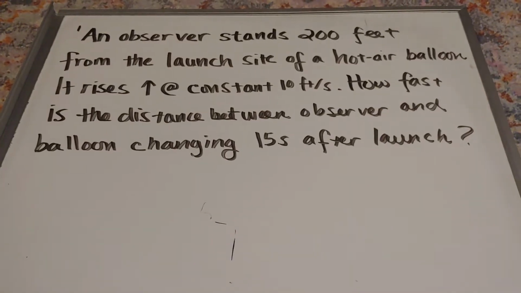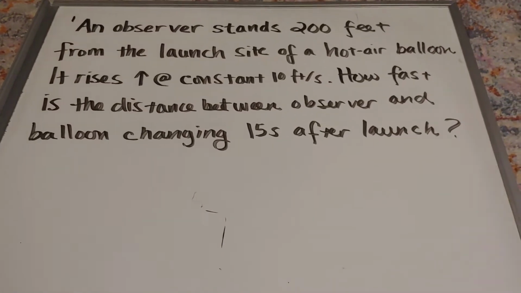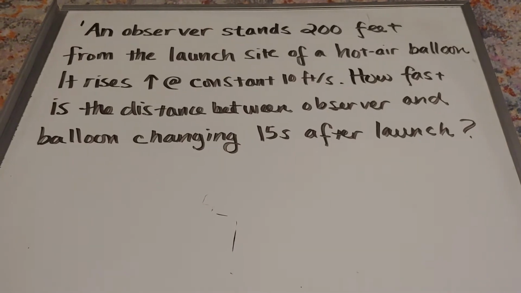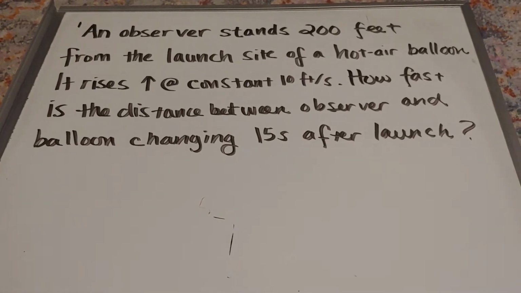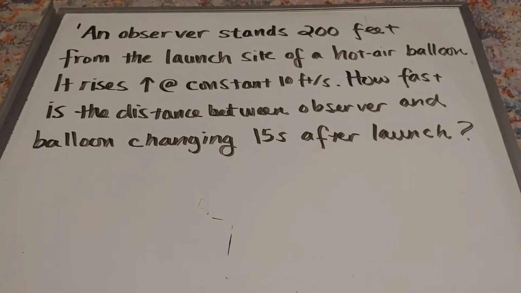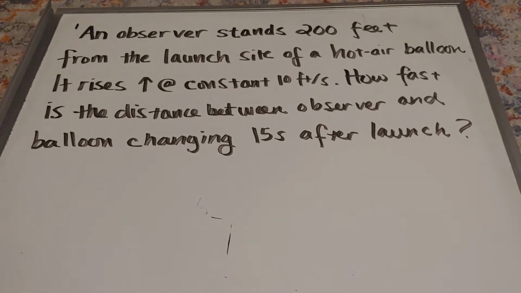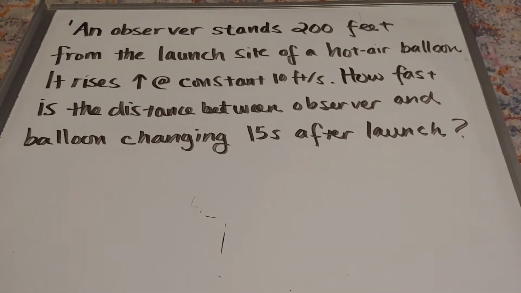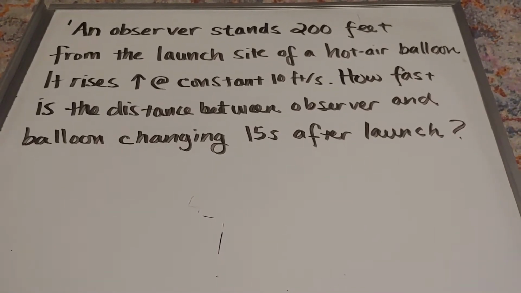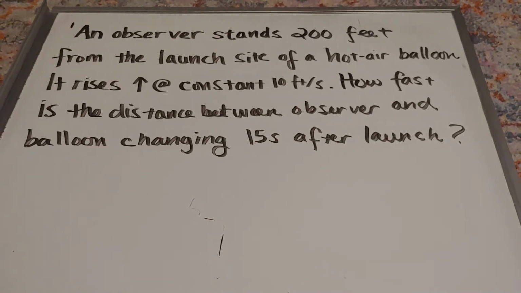In this video, we're going to look at a related rates problem involving a right triangle, and we'll have some sides moving and some sides staying the same. As we read this, it says an observer stands 200 feet from the launch site of a hot air balloon. It rises at a constant 10 feet per second. How fast is the distance between the observer and the balloon changing 15 seconds after launch?